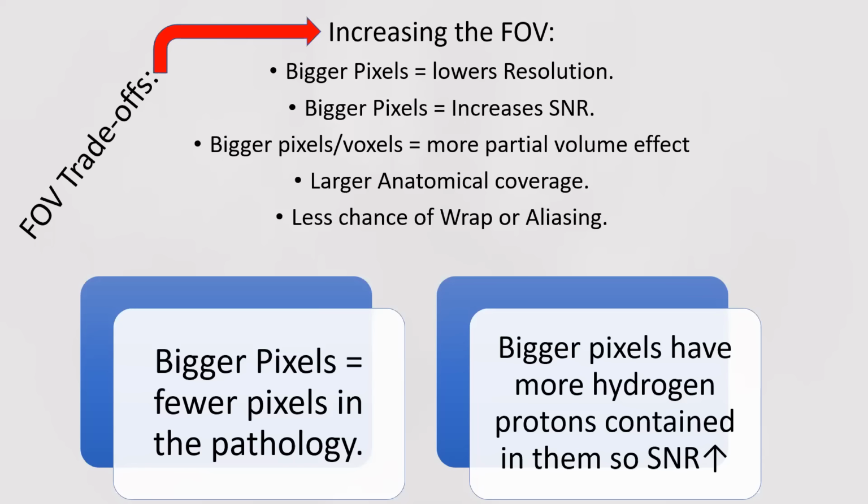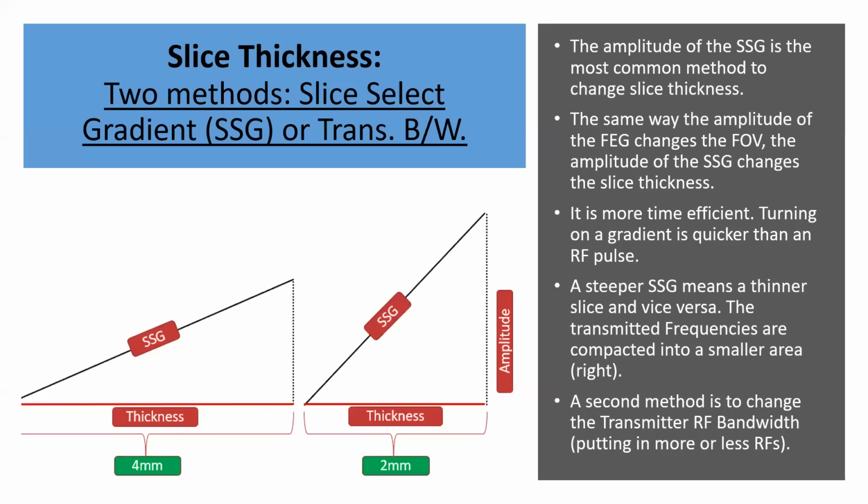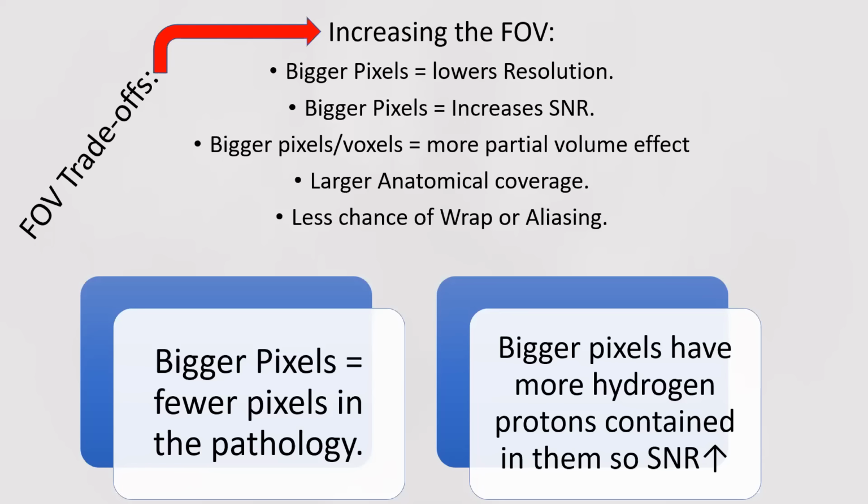Okay. Large field of view, big anatomical coverage. You get less chance of artifacts, AKA wrap. So big pixels, fewer pixels in the pathology. Bigger pixels have more hydrogen, so you get more signal to noise. But does that skip? I think it skipped. Anyway, let me tell you the definition. I thought I had the definition of partial volume. Maybe it's on another slide.